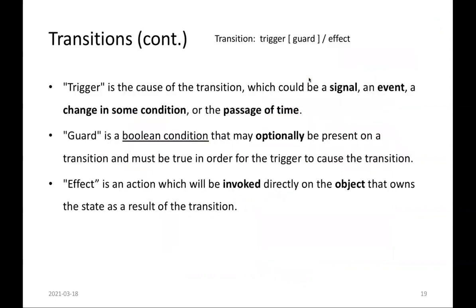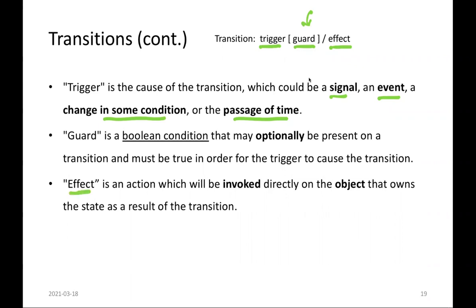As I said, the syntax of writing a transition starts with the trigger, followed by the guard, and finally the effect. What is a trigger? Mainly it's just the cause of the transition, which could be a signal, or mostly we refer to events, or even a change in some condition, such as the passage of time. The guard, as part of the transition in the state machine diagram, is a Boolean condition that may optionally be present on a transition and must be true in order for the trigger to actually cause the transition. Otherwise, it won't cause the transition.